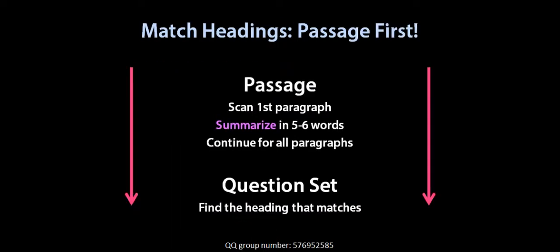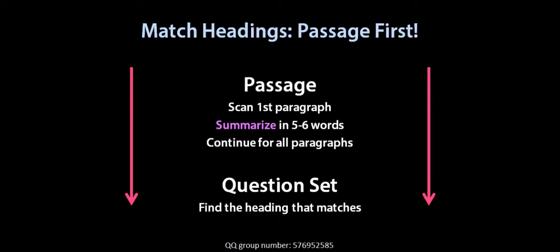And this is how we're going to tackle passage first questions. Again, we start with the passage. Passage first. Scan the first paragraph. Scan the whole paragraph and summarize in 5 or 6 words. You're actually going to write down your summary next to the paragraph. You're going to write 5 or 6 words that summarize the paragraph. And you're going to do that for all of the paragraphs included in the set.